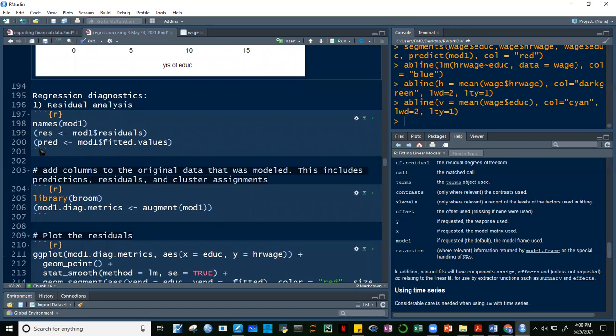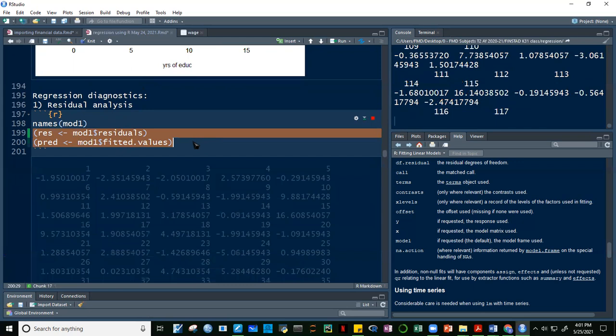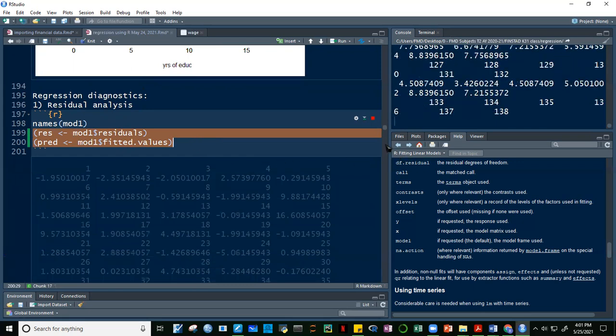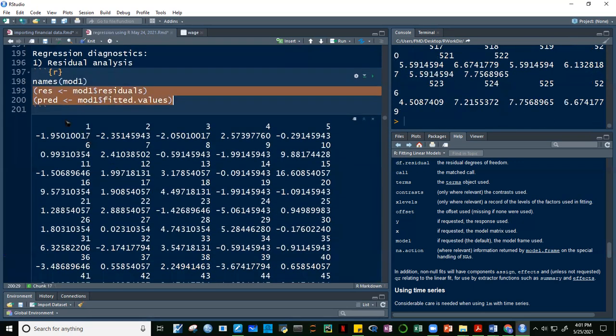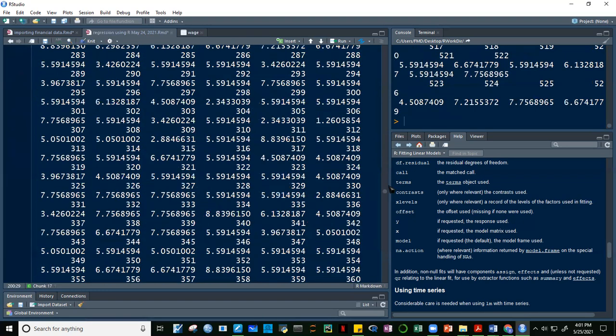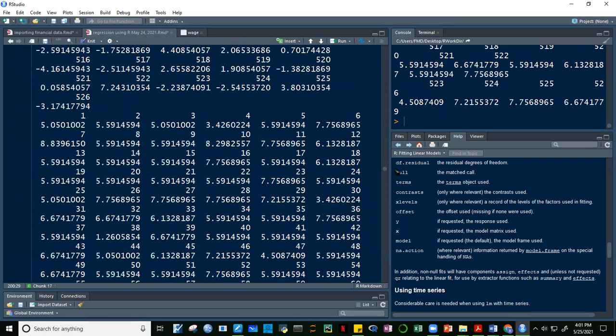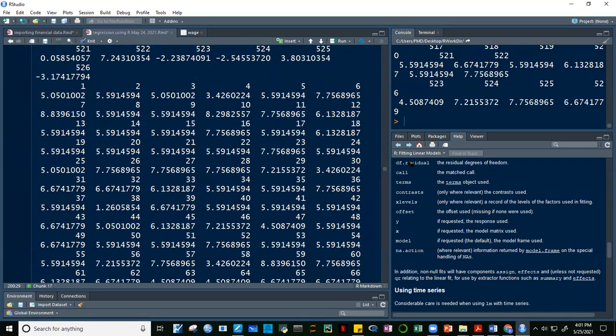Okay, these are the last two, guys, no? So we can access the residuals and the predicted values of our model 1. Here we're creating two objects, res and pred, which consist of the residuals and the fitted values. So here we can see both. These are our residuals. Then below, the other one, these are our fitted values. Okay, these are our predicted values.